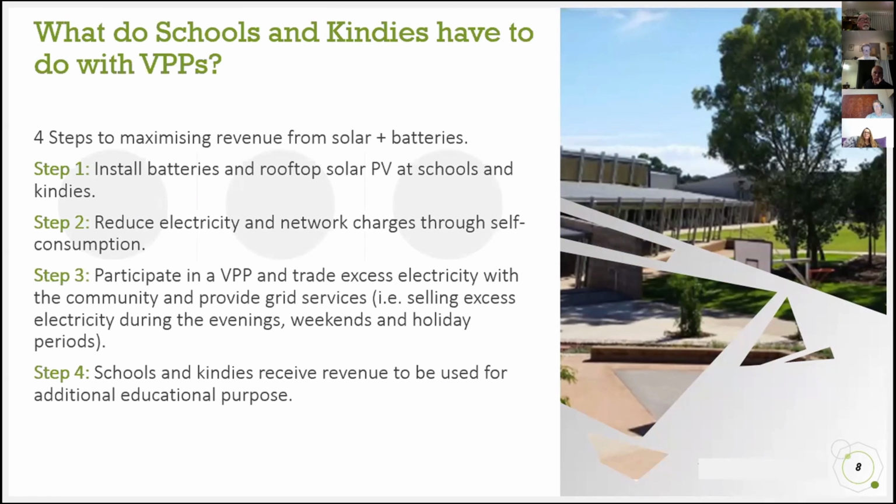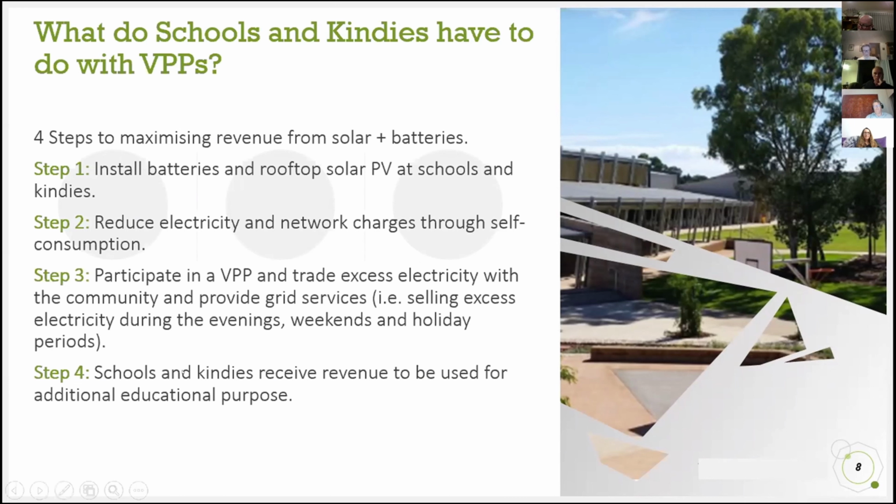We always talk about reducing electricity charges, but schools, at least here on the EQL network, though I'm pretty sure in many other networks as well, are not charged like you and I on our electricity bill, where you have a fixed charge and then variable charges. Schools are charged on a disaggregated network charge. So if you reduce your usage from the grid, you immediately reduce your network charges as well. So if you put solar and batteries onto your school, you reduce those charges.